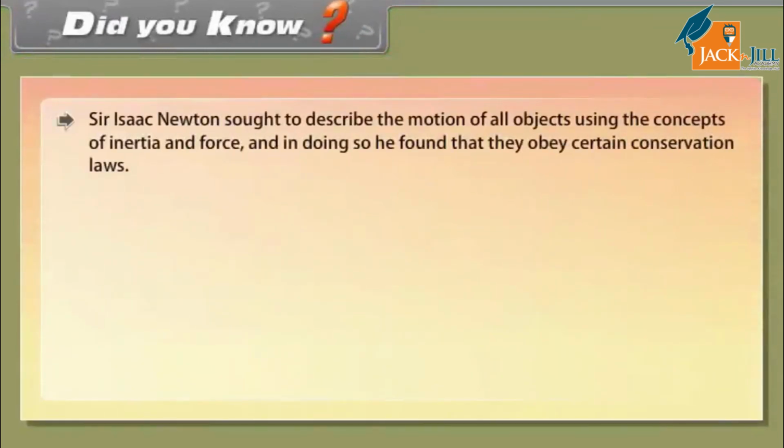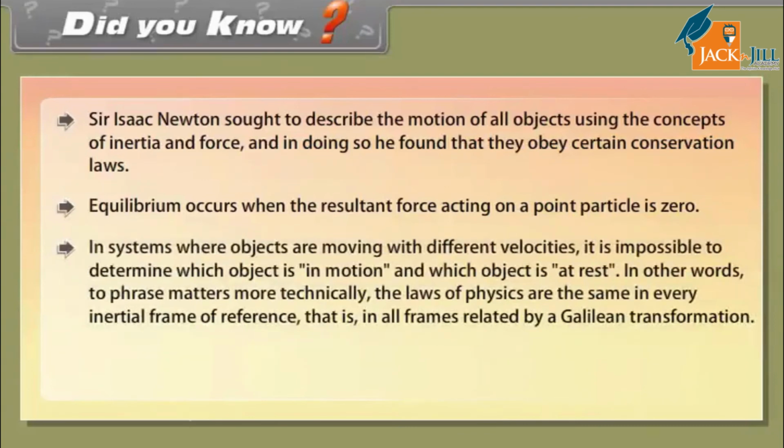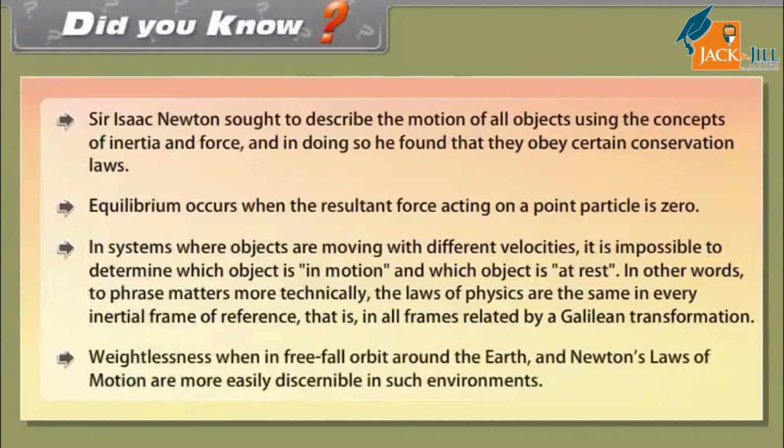Did you know? Sir Isaac Newton sought to describe the motion of all objects using the concepts of inertia and force, and in doing so, he found that they obey certain conservation laws. Equilibrium occurs when the resultant force acting on a point particle is zero. In systems where objects are moving with different velocities, it is impossible to determine which object is in motion and which object is at rest. In other words, to phrase matters more technically, the laws of physics are the same in every inertial frame of reference, that is, in all frames related by a Galilean transformation. Weightlessness occurs in free-fall orbit around the Earth, and Newton's laws of motion are more easily discernible in such environments.